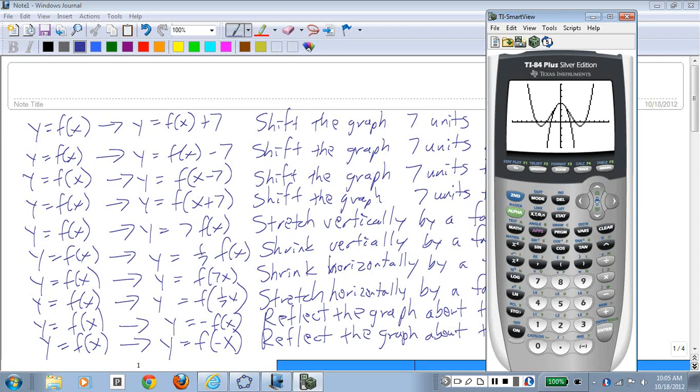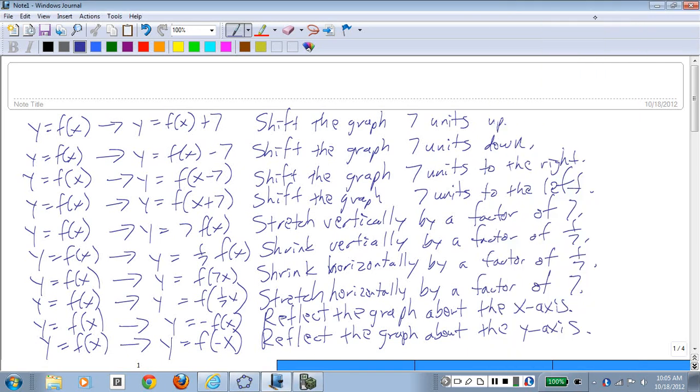There we go. So the union of the two graphs is symmetric with respect to the y-axis. There's one function, there's the other function. If we look at them at the same time, we see the y-axis symmetry after the reflection has been done.